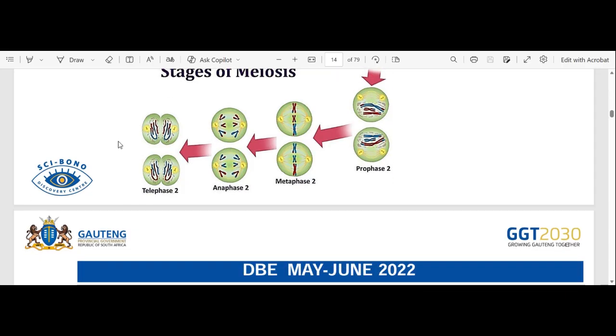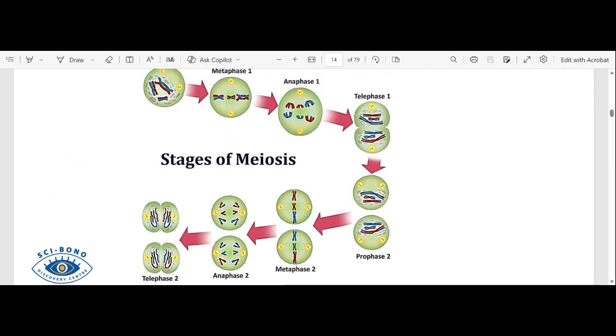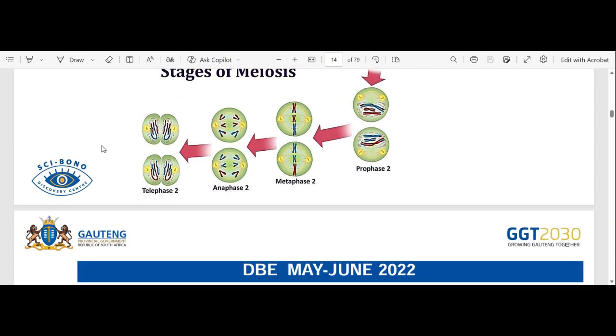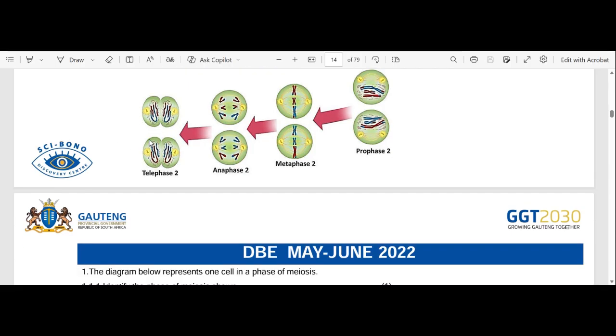Then in telophase two, you have four dissimilar cells, and you also have cytokinesis in each of the cells. Does that make sense? Whereas in telophase one you ended up with two dissimilar cells, in telophase two you are now resulting in four dissimilar cells. I hope that makes sense.